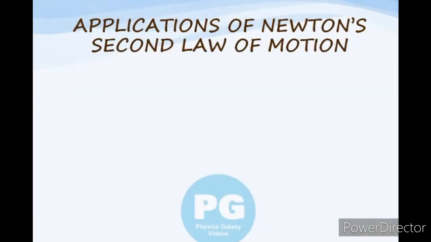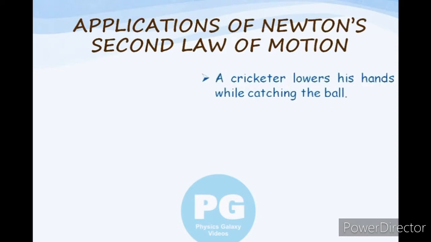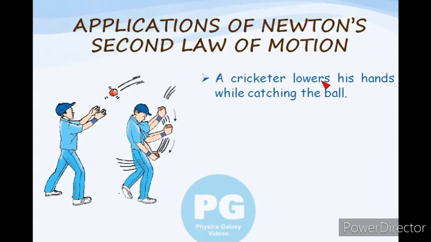Let's now study the applications of Newton's second law of motion. Starting with the first application: a cricketer lowers his hand while catching the ball. As you can see in this figure, a ball is coming towards the cricketer, and while catching the ball, the cricketer lowers his hand in the direction of this arrow shown here. The momentum of a fast moving ball is very large.